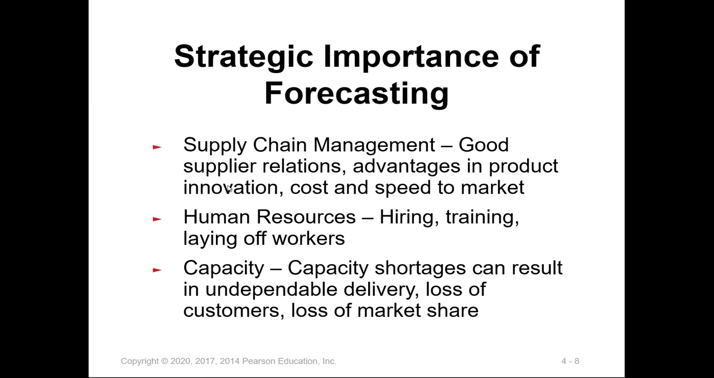Let's look at the impact of product forecast on the following three major areas: human resource, capacity, and supply chain management. In the human resources, forecasting will affect the rate of hiring, training, laying off workers, while forecasting capacity will prevent shortage in inventory level. The shortage can result in undependable delivery, loss of customers, and loss of market share. And in the supply chain management, predicting and forecasting supplier behavior in a supply chain can create good supplier relationships and price advance.